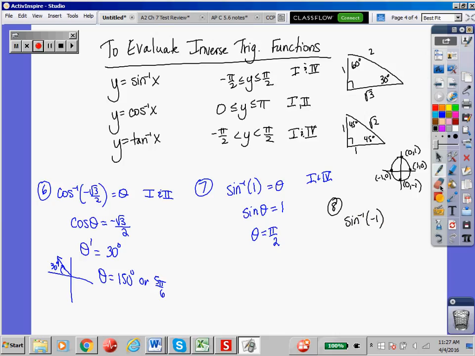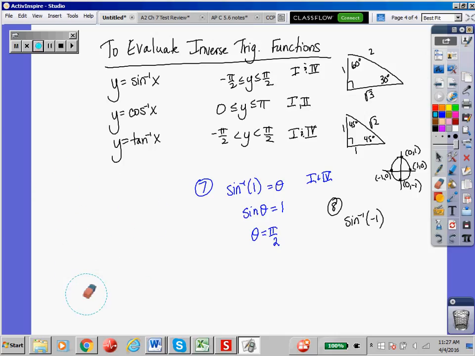All right, so let's just change it up a little bit. Let's say I want inverse sine of negative 1. All right, well, we're going to set it equal to theta, and I'm getting the sine of theta is negative 1. Well, that occurs here, but it's got to go 0 to negative pi over 2, so that's negative pi over 2.